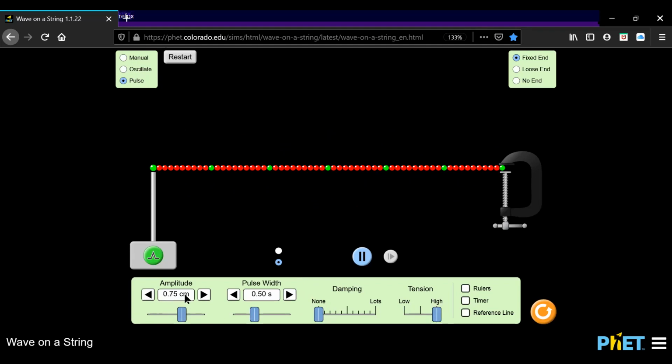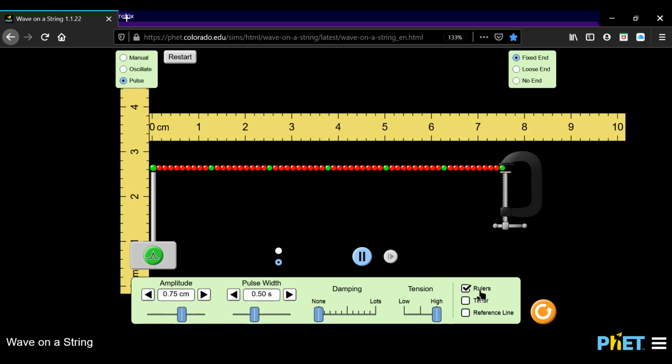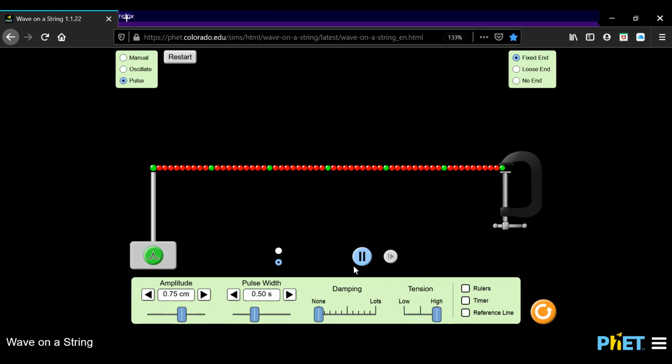Amplitude is in centimeters. There is a ruler in the options, and if you take the ruler, you can show that the amplitude of this pulse measures about 0.75 centimeters. Then look at the pulse width, which is set in seconds. It's the time in which this oscillating object goes up and then down, so it takes 0.75 seconds for a single pulse. We wiggle it up, then go back to where we started.